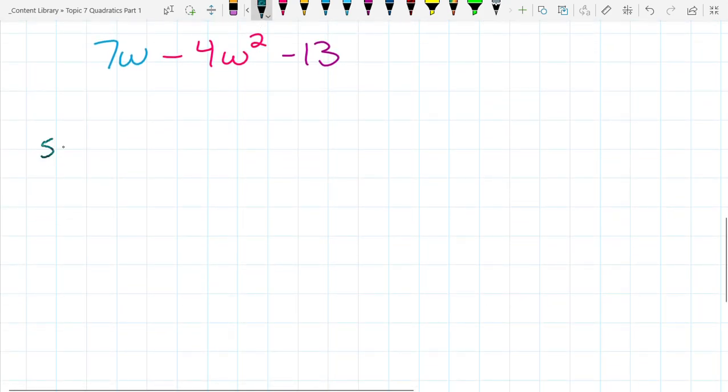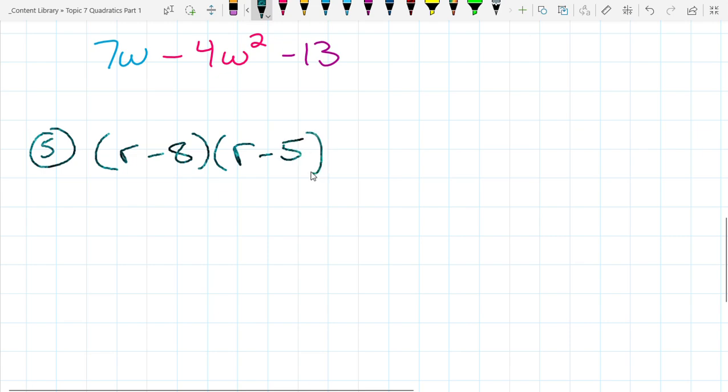On to number 5. For number 5, we're doing multiplication. We have r minus 8 times r minus 5. You can do the double distributive property with this question, but I still see most people in class using the box method, so that's what I'm going to use. So we set up a box.